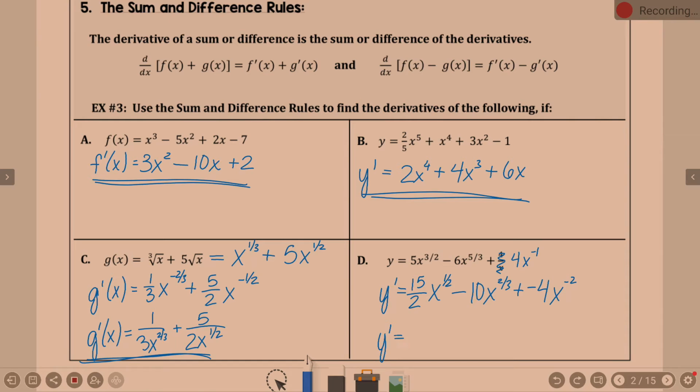So y prime: 15/2 x to the 1/2, minus 10 x to the 2/3. And I would not say plus negative 4, obviously. I would say minus 4 over x squared.